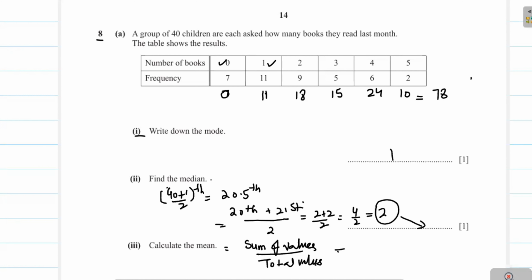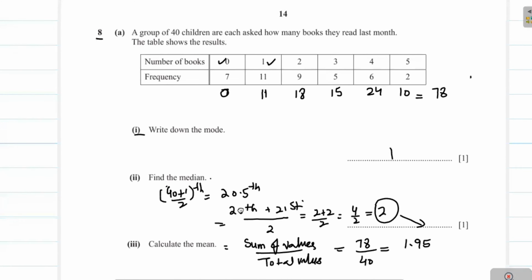78. Now we write here 78. Our total values here are 40. We divide 78 by 40, we get 1.95, and this is the mean.